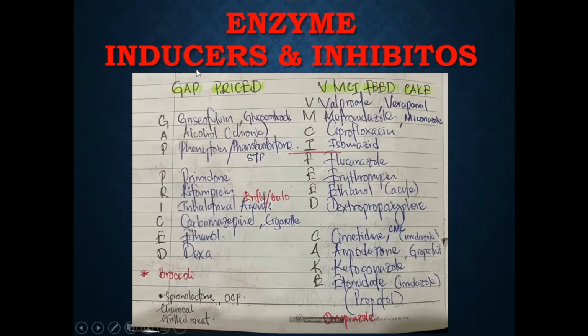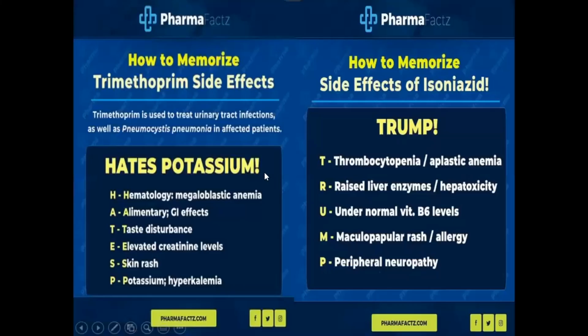So you have your GPCRS for inducers, and for inhibitors it is VMCI fit cake. I don't know why I came up with this, but in the exam it helped me a lot. Whenever the question asked about inducers or enzymes in the paper, I just wrote all this. I just wrote the inducers mnemonic, then I looked at whether the drugs given in the MCQ come into this or not. So please look at it. These are for your reference.